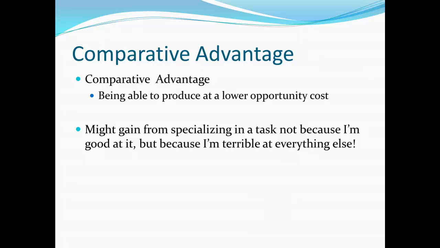So this suggests that I might gain from specializing in a task, not because I'm really good at it, but because I'm terrible at everything else. If I am, for example, a mediocre economist at best, but I would be absolutely terrible as a medical doctor, then I'm still better off being an economist because I'm giving up the thing that I'm absolutely terrible at. Or put another way, my opportunity cost is very, very low. I'm not giving up much to do what I'm doing.